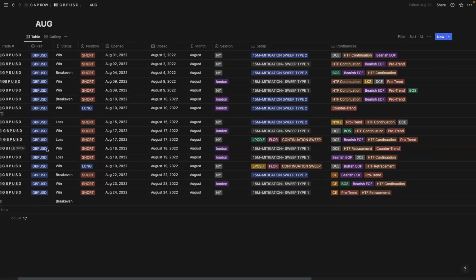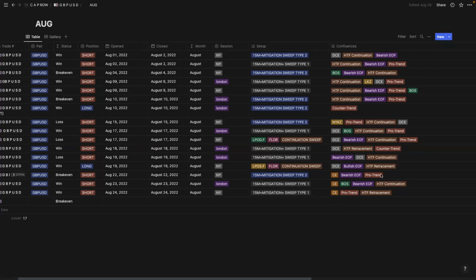So higher time frame continuation, win; higher time frame continuation, loss. What was the loss? Higher time frame continuation, follows the plan, no big deal. Higher time frame continuation and double confirmation entry, bearish order flow, higher time frame pro trend. If you see, most of the time it is pro trend and bearish wave. So if I'm taking a pro trend move, I am more profitable.